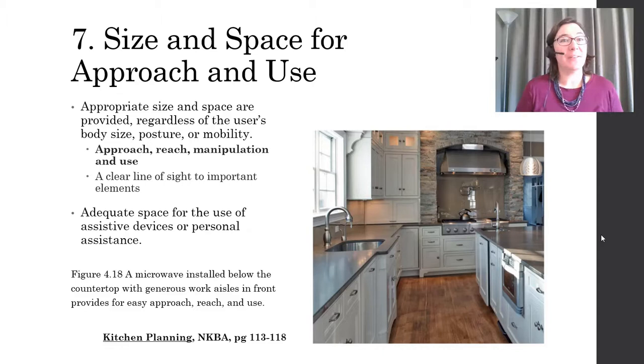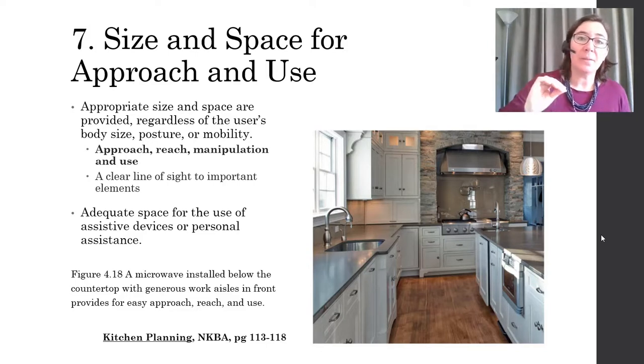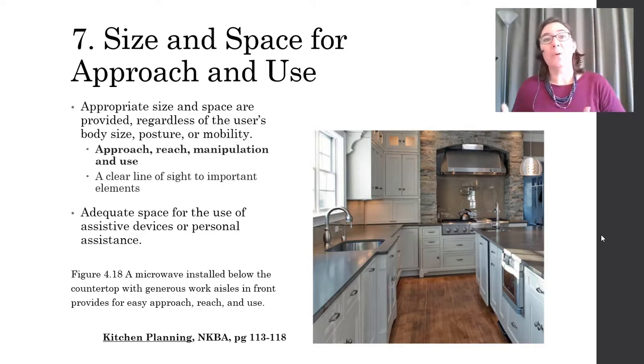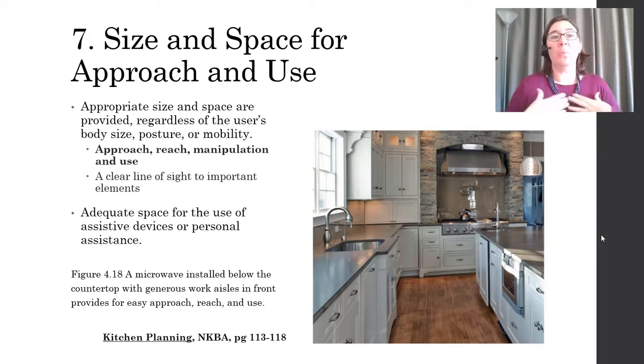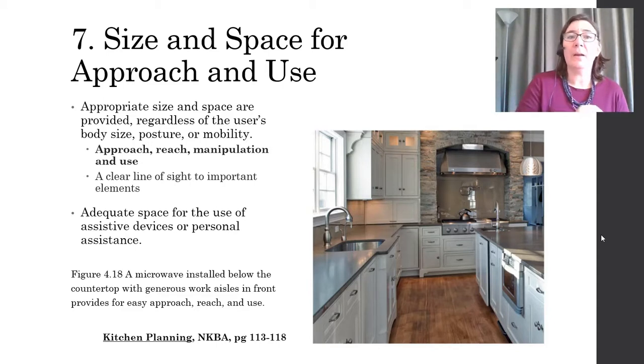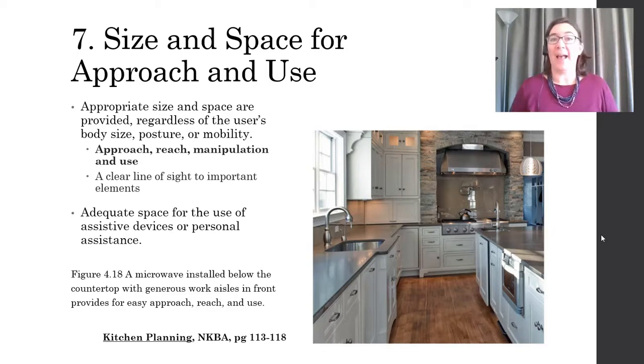Our last principle of universal design is size and space for approach and use. And this is the one, by the way, that most of the accessibility regulations are aimed at. All right. And so in this principle, we as designers need to provide appropriate size and space for approach and use of items, regardless of our user's body size, their posture, or their mobility.